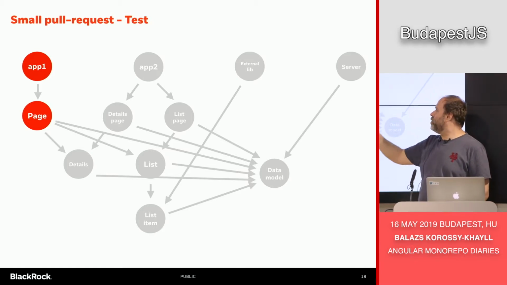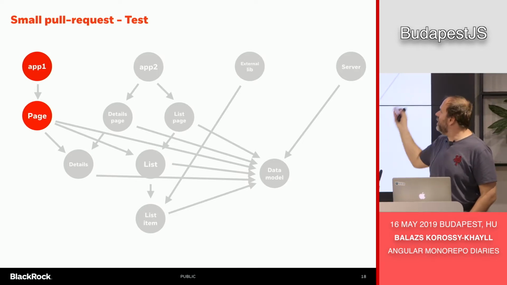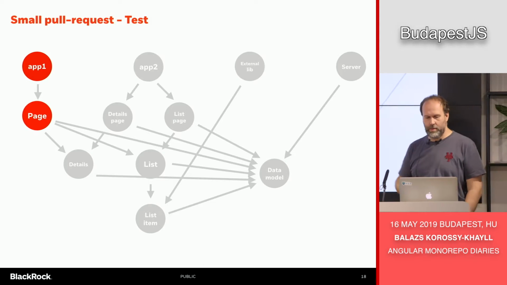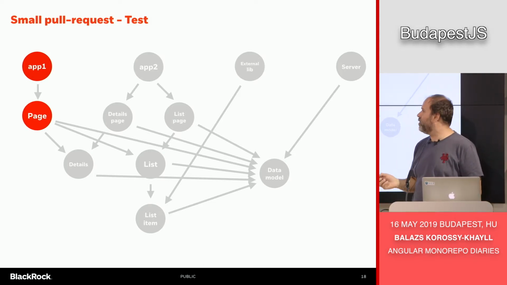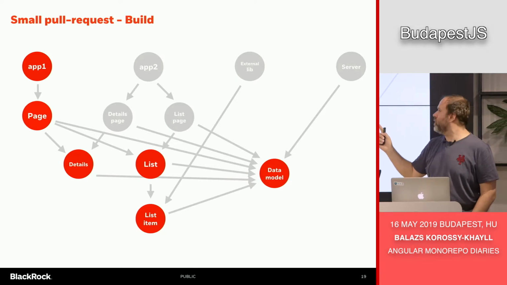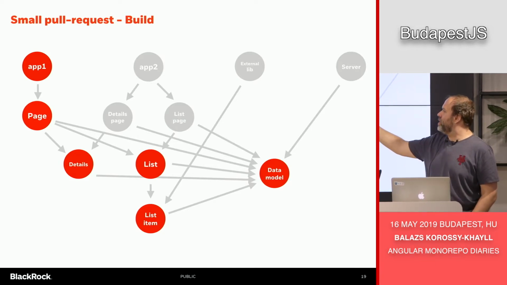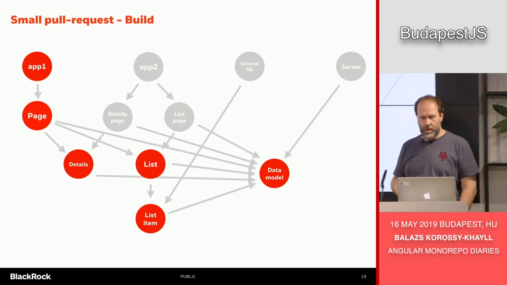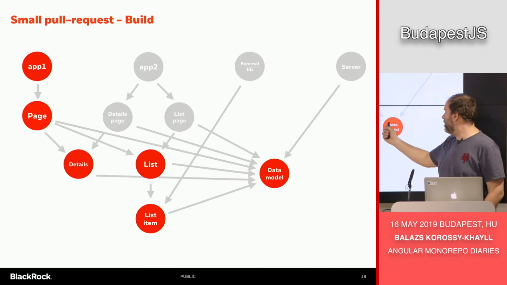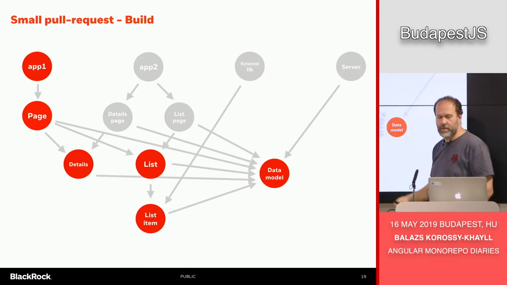Because application 1 depends on page, and page is going to be tested. So these two things need to be tested, and all the other things can be left out from the testing. And what you pretty much want to do is to rebuild application 1, because the changes that you made were specific to application 1. If you change something like in the data model, then obviously you have to rebuild everything.